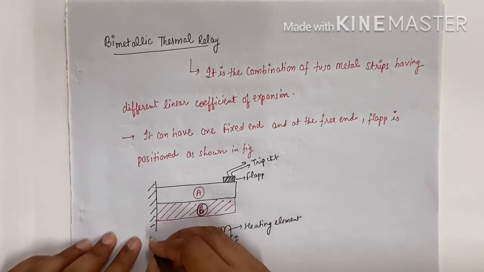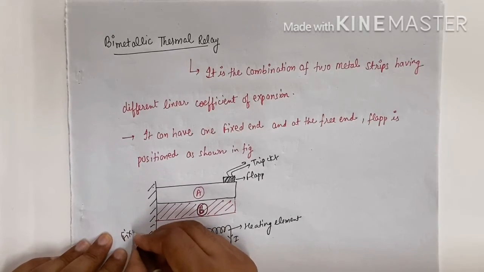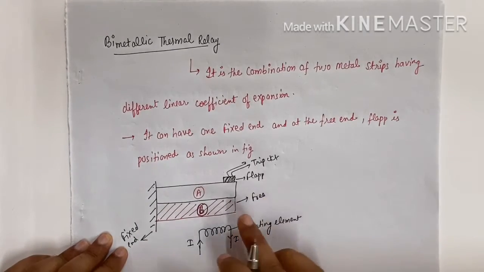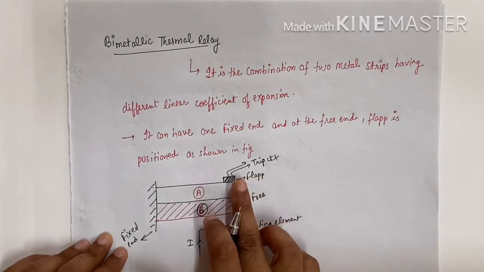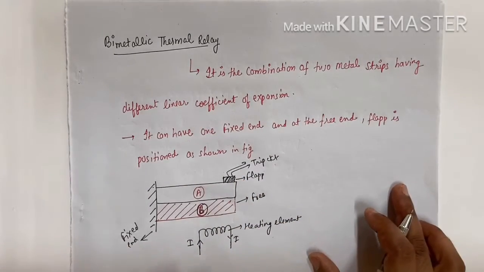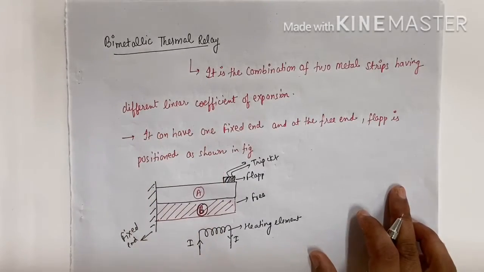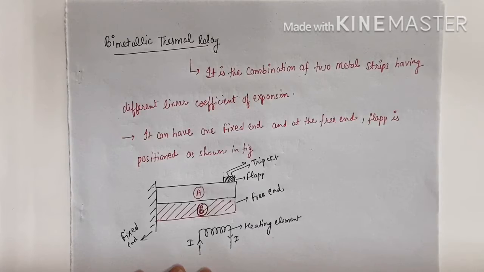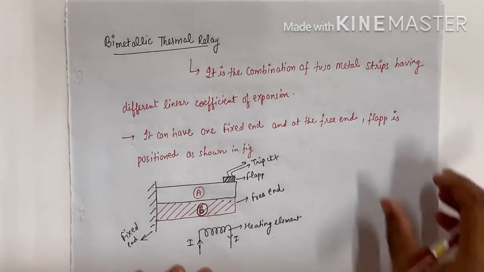This is the fixed end, and this is the free end. On the free end the flap is placed and that flap is connected to the trip circuit, and this is the heating element. In this heating element current is flowing continuously. Now see what is the working principle of bimetallic thermal relay.